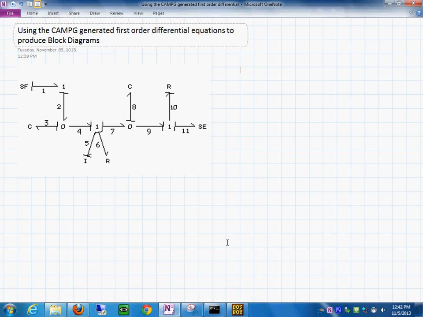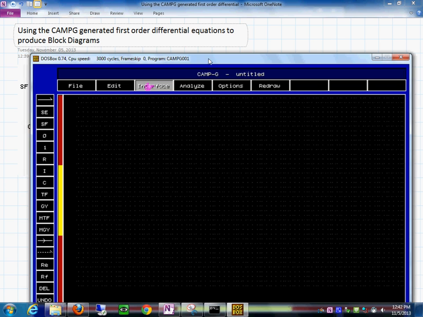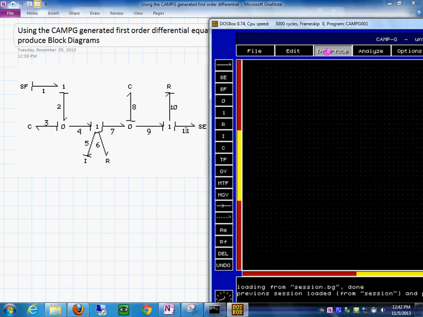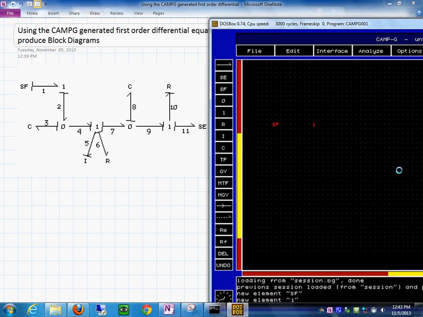So in here we have a situation where we are going to go to the CAMPG software here. So this is the drawing part that we have, and I think that's the entire bond graph. So we could use this and just do it on the right hand side. If you do it in the order that it's specified in here, you can also keep the bond numbers.